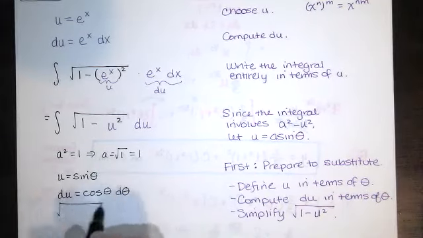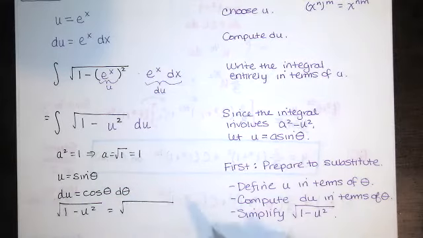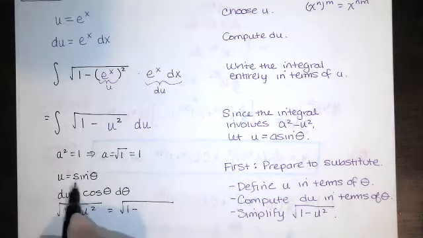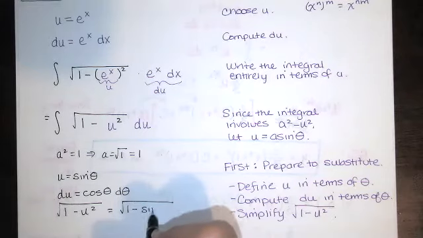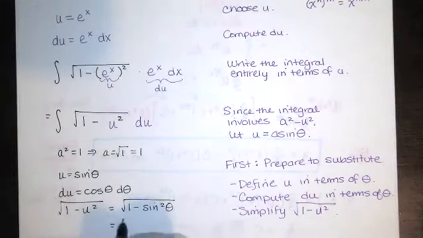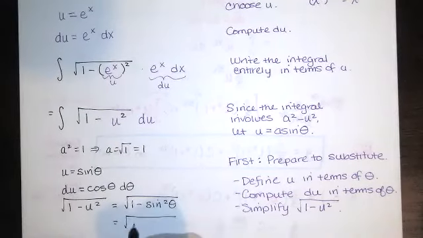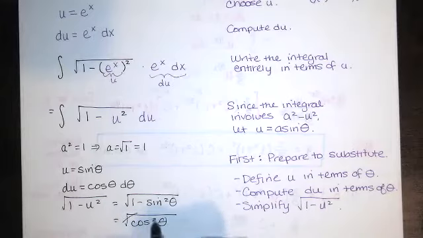And then the square root of 1 minus u squared is this. We're going to replace u with sine of theta. That was our substitution. And 1 minus sine squared theta, because of our Pythagorean identities, is cosine squared theta. And that square root function and the squaring function undo each other, and you just get cosine of theta.